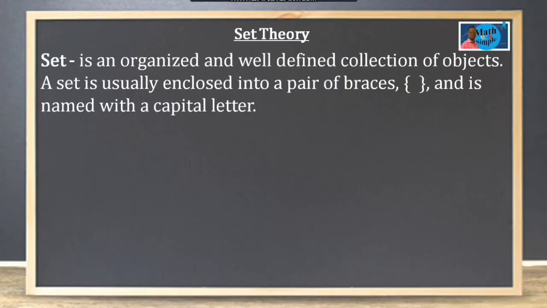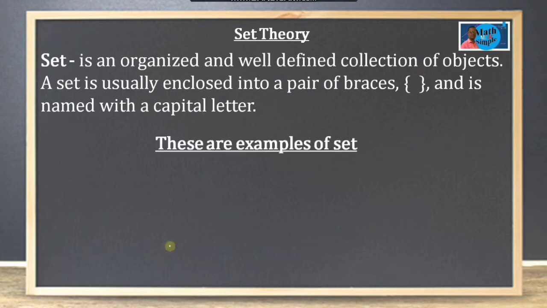By definition, a set is an organized and well-defined collection of objects. A set is usually enclosed in a pair of braces and is named with a capital letter. Look, there are two things that we really look at: organized and well-defined. The collection must be organized, and not only organized but also well-defined. So let's see some of those organized and well-defined sets.